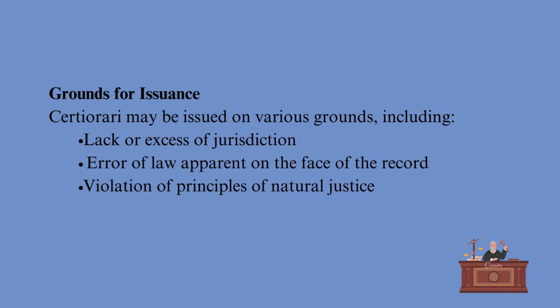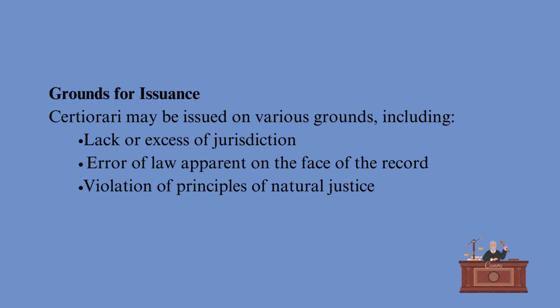Now, coming to the grounds for issuance. This writ can be issued on various grounds. The first one is lack or excess of jurisdiction. If the inferior court or tribunal acts beyond its conferred jurisdiction or fails to exercise jurisdiction vested in it by law. Next, error of law apparent on the face of the record.